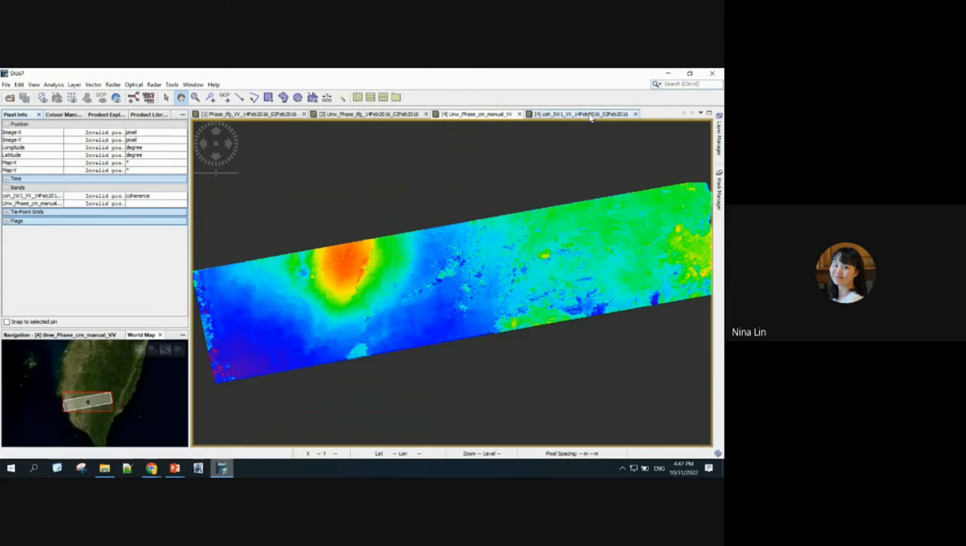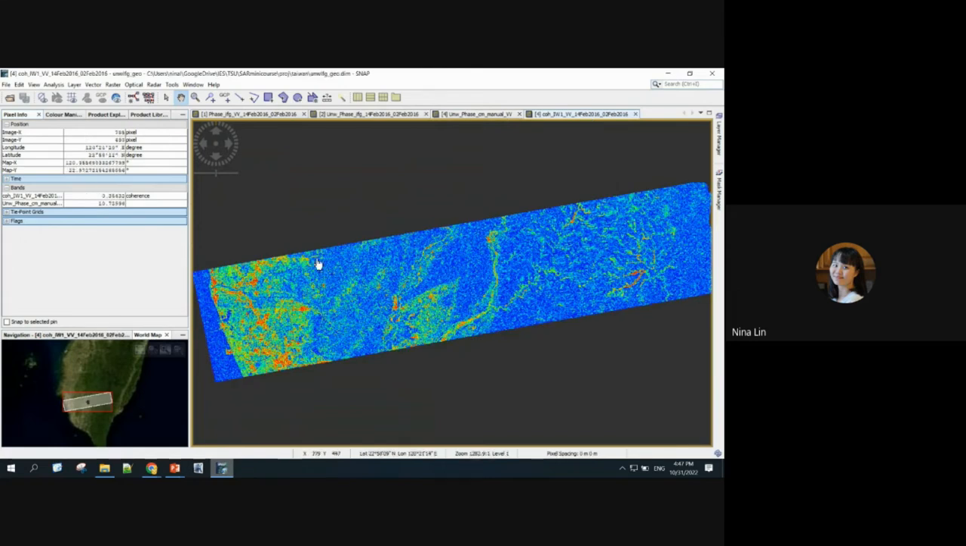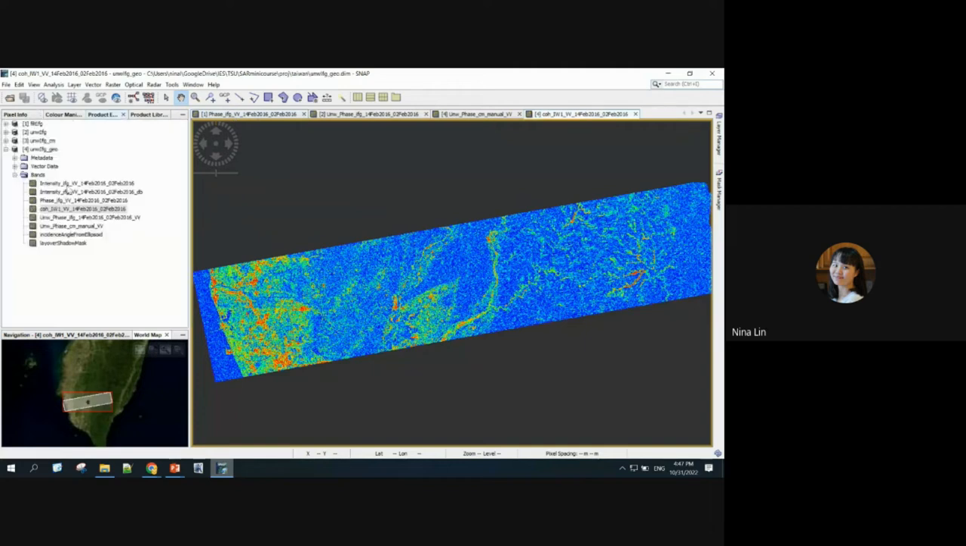So let's go to the displacement. That is the part where we have the largest ground displacement. Unfortunately, the coherence is only 0.25. And in this part you have a smaller displacement, and there you have a larger coherence. These are the regions where you have cities. So we can pull out the intensity.